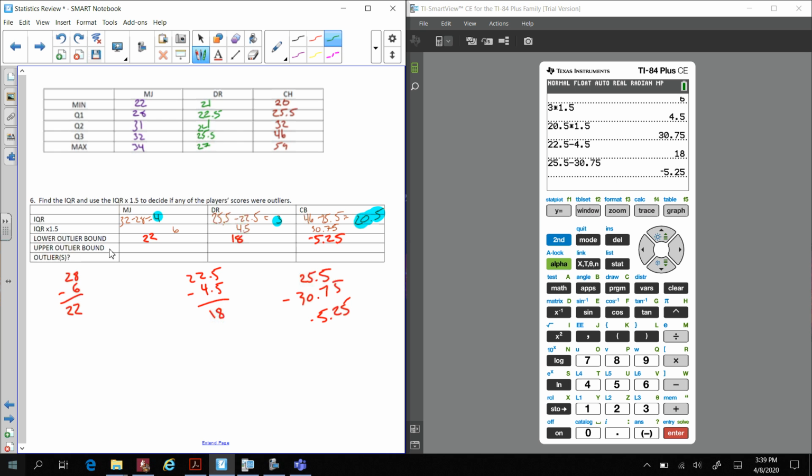All right, so take Q3, 32, and this time we're going to go above that number. So I'm going to add that same number, 38 would be an outlier. For David Robinson, 25.5 is Q3. So I'm going to add 4.5. So 25.5 plus 4.5. Is there anything over 30? Nope.